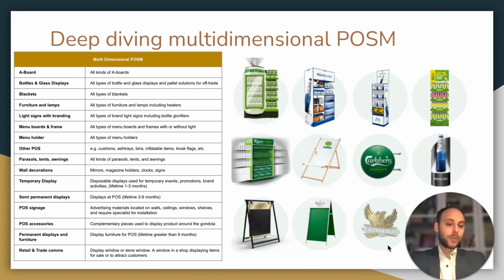So this is a lamp which shows the Grimbergen that you can plug in and it will light up with your brand. It can also be multi-dimensional displays, for instance, which can still be made as a print, but can also be made of more premium materials, where it's made in wood or metal or something similar, where you usually would require someone to build it up. So there are multiple different variants of multi-dimensional POSM, but these are just some examples of them.